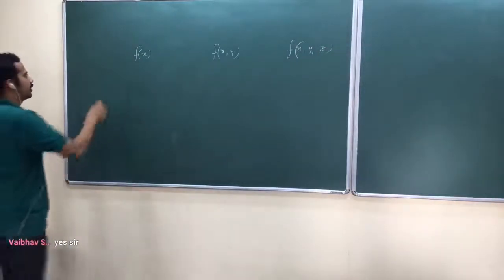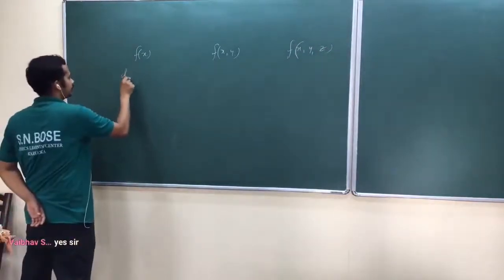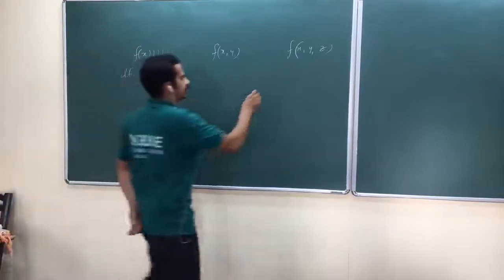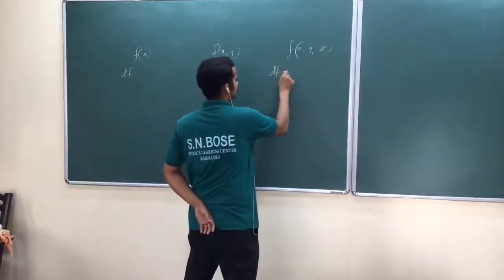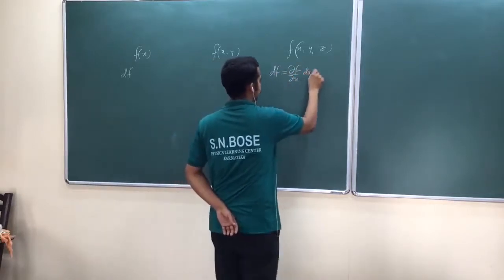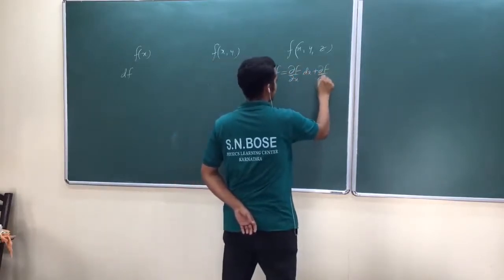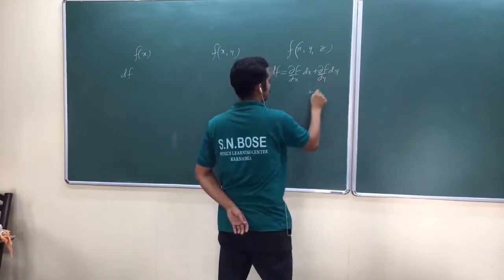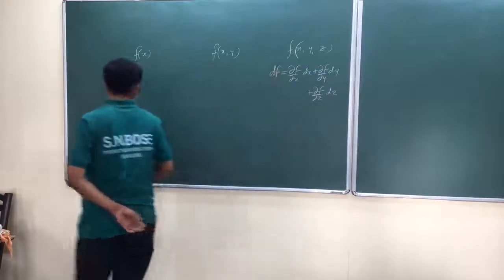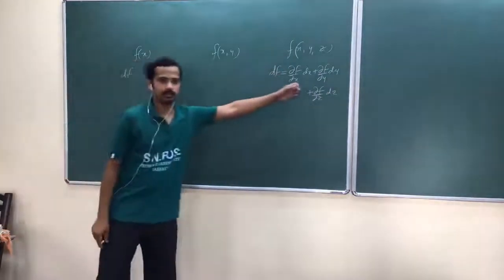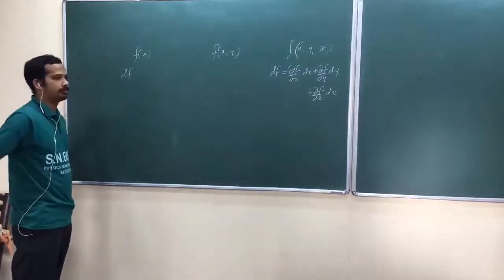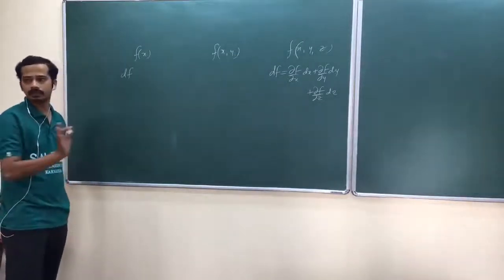Now, how do you define df here, according to our calculus rule? ∂f/∂x dx plus ∂f/∂y dy plus ∂f/∂z dz. Right? Again, our aim is to discuss this one, because we always talk about three dimensions. Obviously, our parameters will be functions of x, y, z.